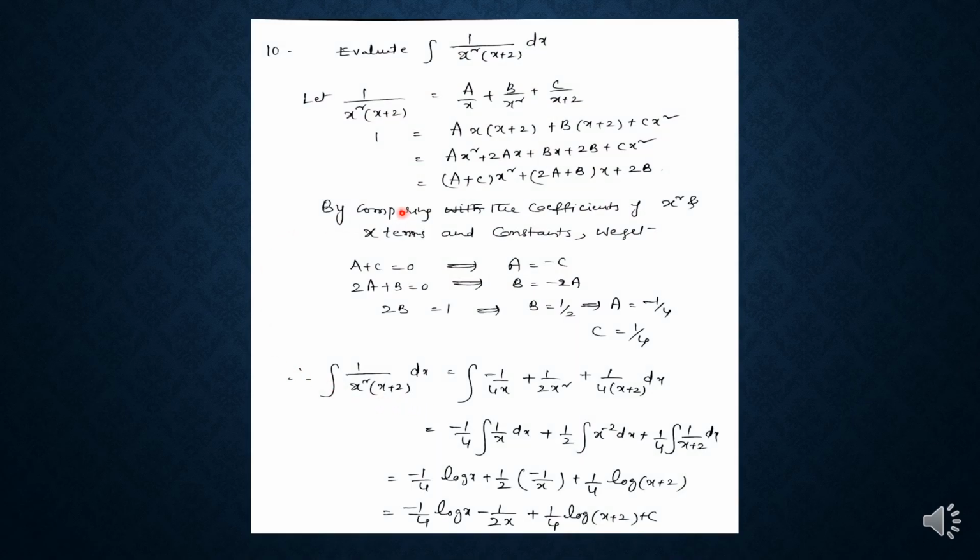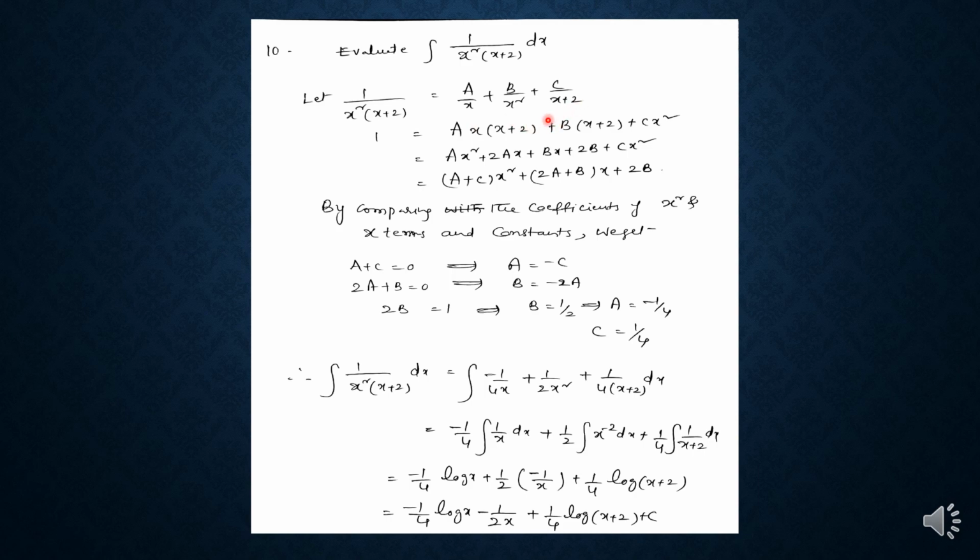10th one. Evaluate the integral of 1 by x square into x plus 2 dx. Let the given integrand be 1 by x square into x plus 2. Here x square is the repeated factor and x plus 2 is a linear factor. So we can write the partial fractions as a by x plus b by x square plus c by x plus 2.